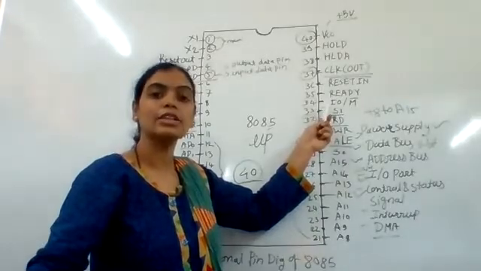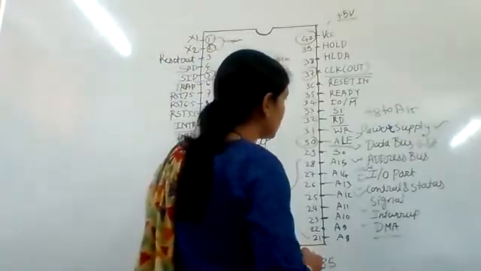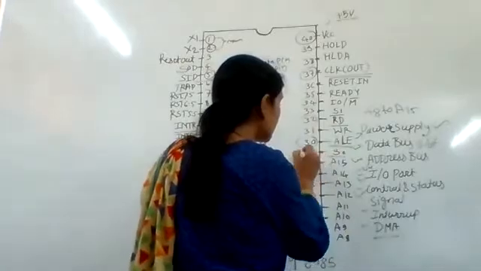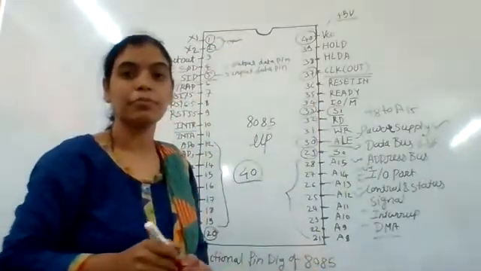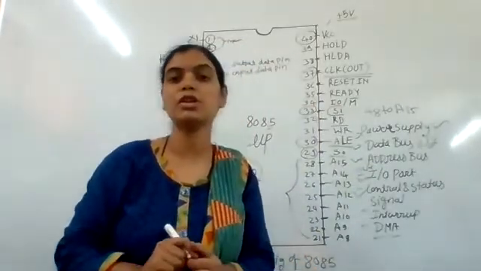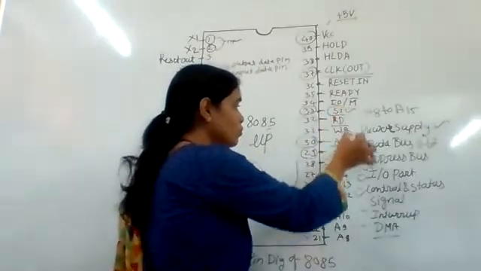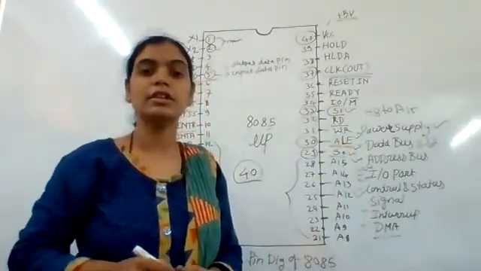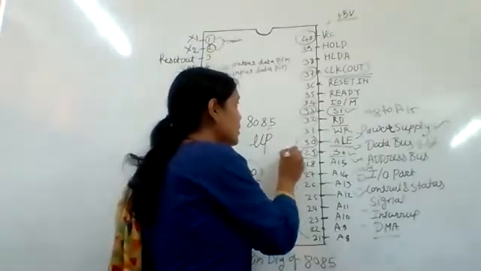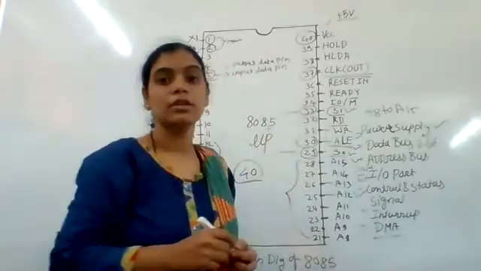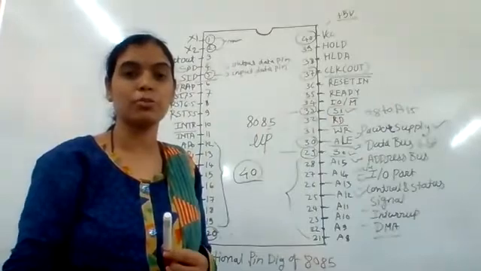Then next are S1 and S0. S0 is pin number 29 and S1 is pin number 33. These pins S0 and S1 represent the status signals. These signals show the type of recent operation of the microprocessor.